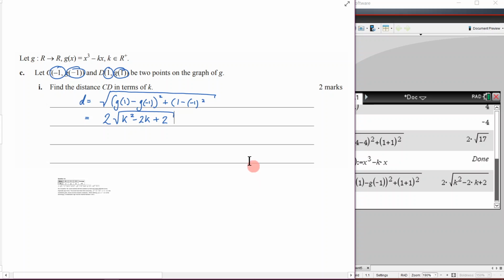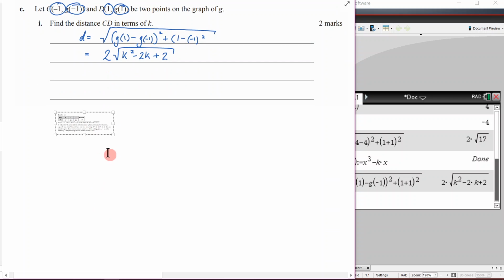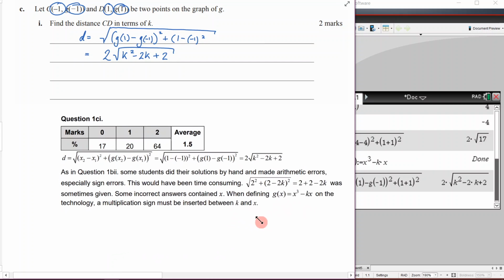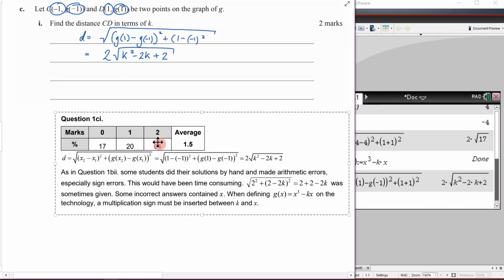So this should be a sufficient amount of working, but let's just now look at our examiner's report to get clarification. So as you can see, 64% of students got the full 2 marks here. The distance formula is written out like so. As you can see here, you got the g of -1 as such, and then 2 the square root of k squared minus 2k plus 2. As in question 1b, some students did their solutions by hand and made arithmetic errors, especially sign errors. This would have been time consuming. So make sure that, if you don't need to do something by hand, you shouldn't be. You should be using your CAS.